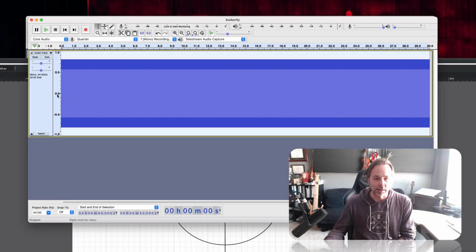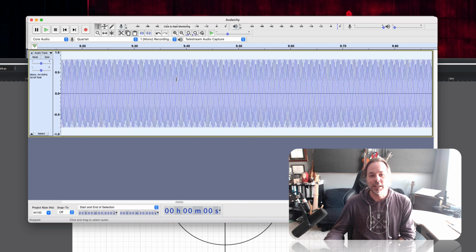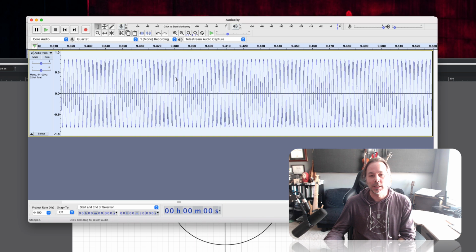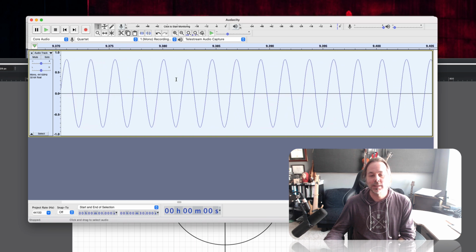Okay, let's talk about this 0, 1, and -1 issue again, but from a different perspective. So I have here what looks like a big block of sound, but if I zoom way in, you'll see that it's not a big block of sound. It is a perfect sine wave.